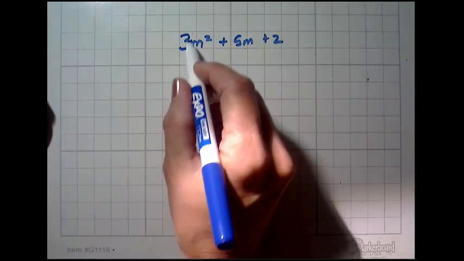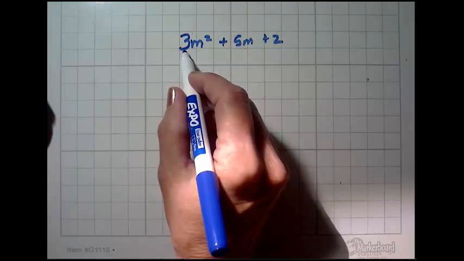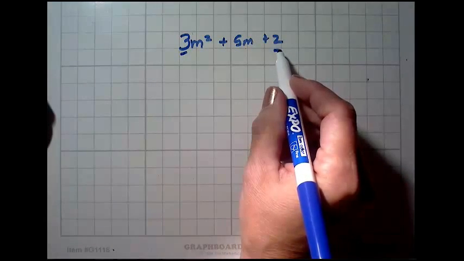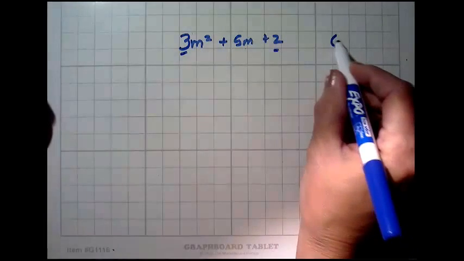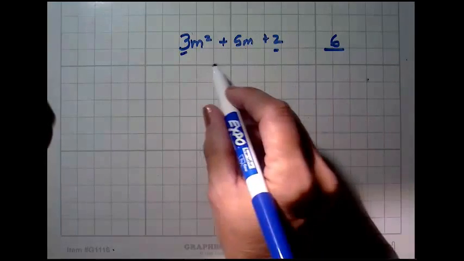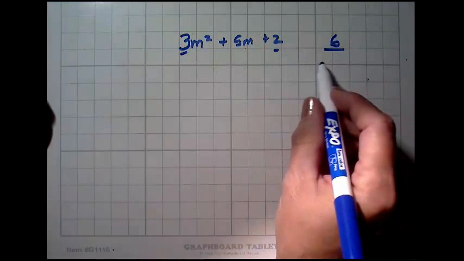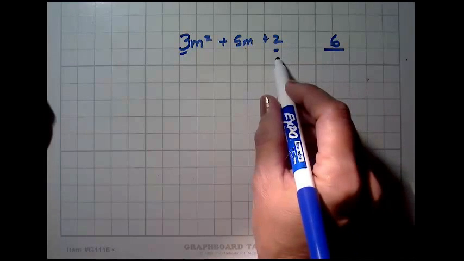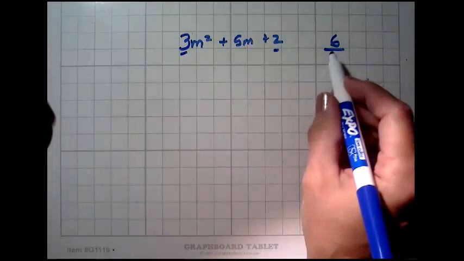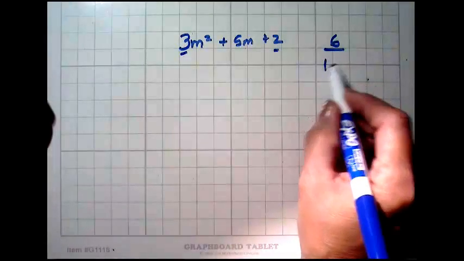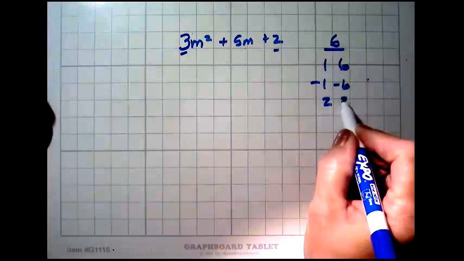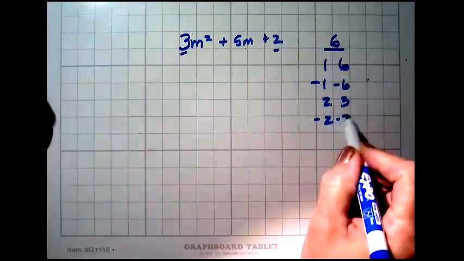The first thing you want to do when you see that a is not 1 is multiply a times c. So in this case, a times c is 6. Now you remember when we factored quadratics when a equals 1, we found all the factors for c. Well, now we're going to find all the factors for a times c. So all the factors of 6: 1 and 6, negative 1 and negative 6, 2 and 3, negative 2 and negative 3.